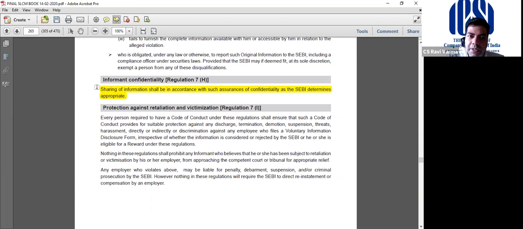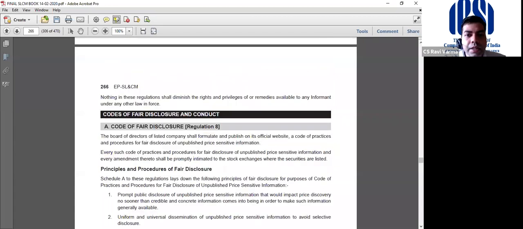So SEBI has a regulation saying that the company should have a code where they give a declaration that any person giving information under this code will be free from retaliation, meaning revenge measures. The company will not fire that person, because it does happen. Once the company comes to know that this person went and informed, they fire him. In that case, SEBI is very particular. SEBI has made it categorical that the company will not take any action against the person who informed. Where will it be written? It will be written in the code of fair disclosure and conduct.